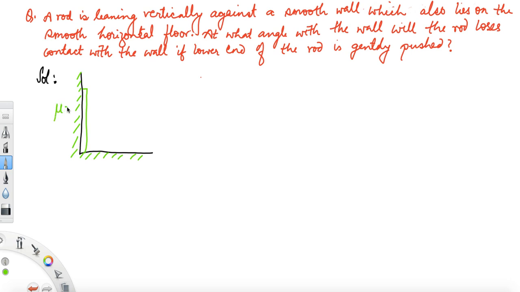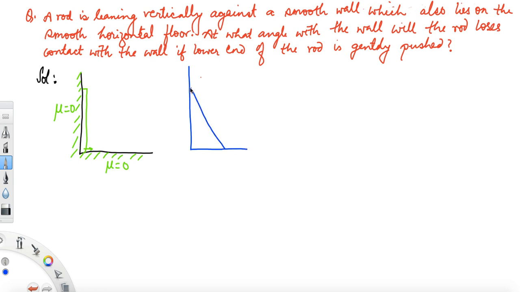And it's smooth, so here mu is equal to 0, and which also lies on the smooth floor, so here also a frictionless surface is there. At what angle with the wall will the rod lose contact with the wall if the lower end of the rod is gently pushed? So this lower end of the rod is gently pushed, so what is the angle with the wall at which the rod is going to lose contact? We have to find this one.